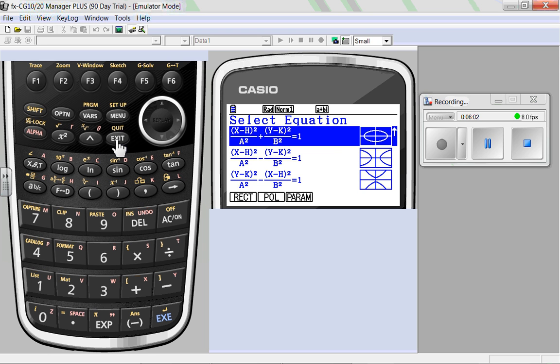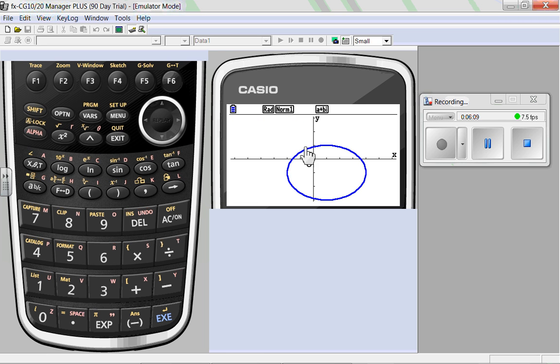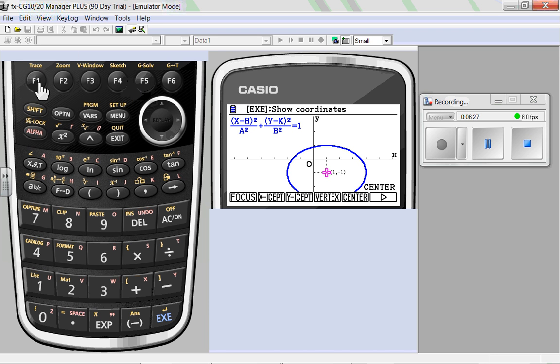Let's take a look at an ellipse, keeping those same values. I'm just going to go ahead and draw. Explain to the students now, notice this is a plus. The only difference between these two functions was an addition sign. Again, I can show the center. The center should have been the same. I can show the foci. There's one over, there's the other.